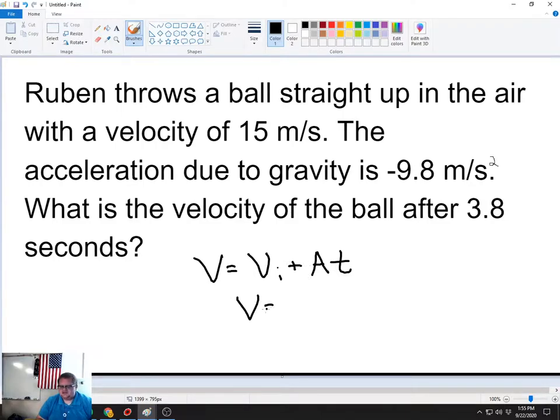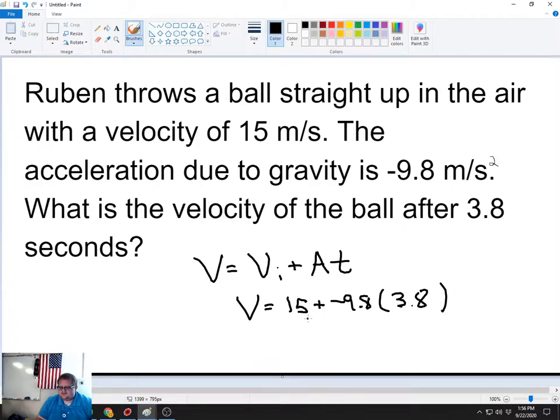So the velocity is going to be, the initial velocity here was 15, it's going up, remember, and these are all vectors, right? Velocity is a vector, acceleration is a vector, time is a scalar. But since it was going up, that's positive 15. That's why this acceleration due to gravity is negative 9.8, because it's going down, it's a vector. Plus negative 9.8 times the time, which is 3.8 seconds.